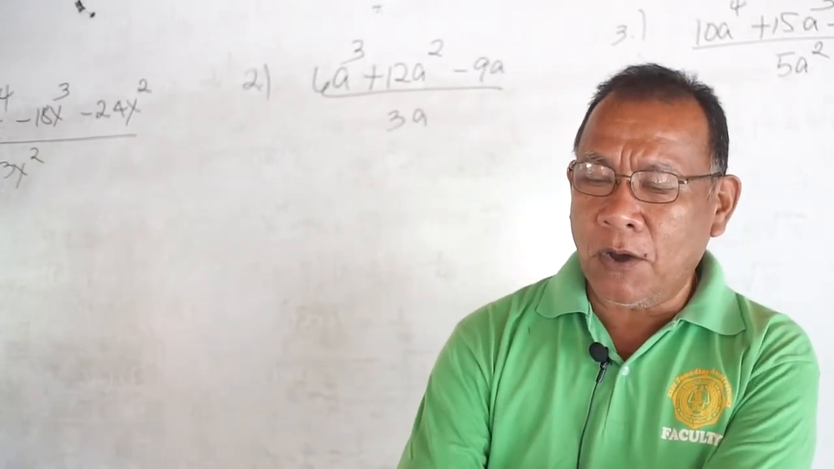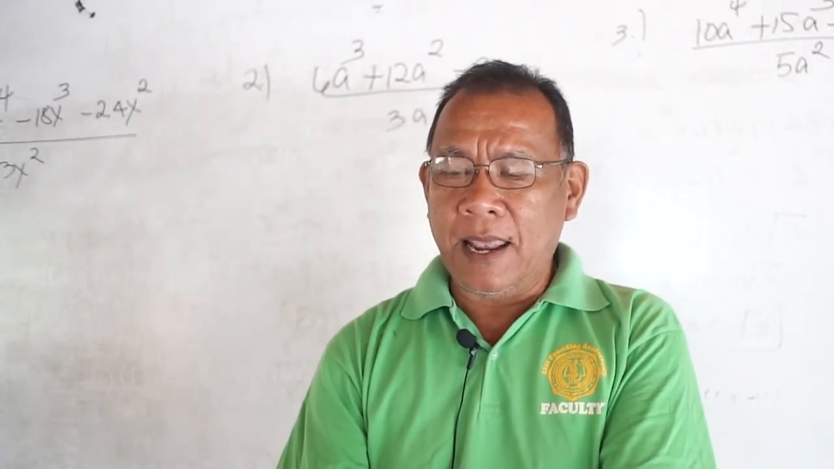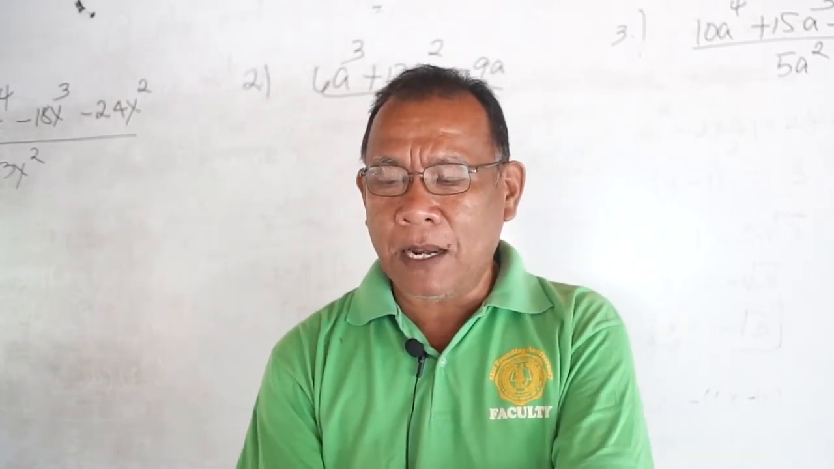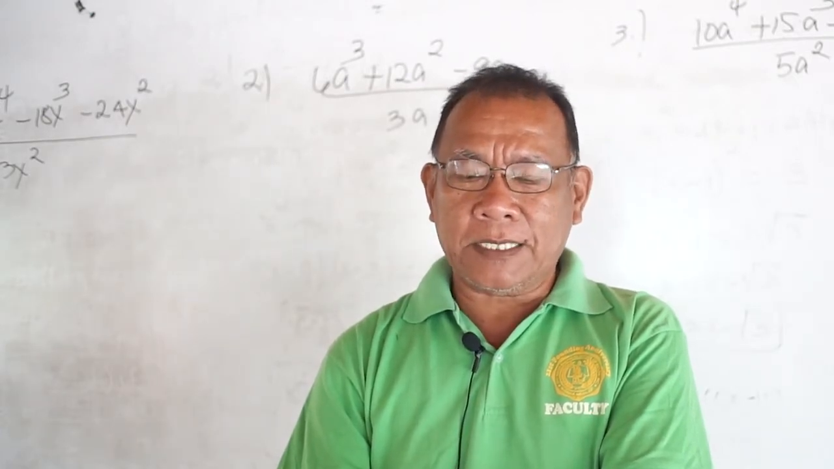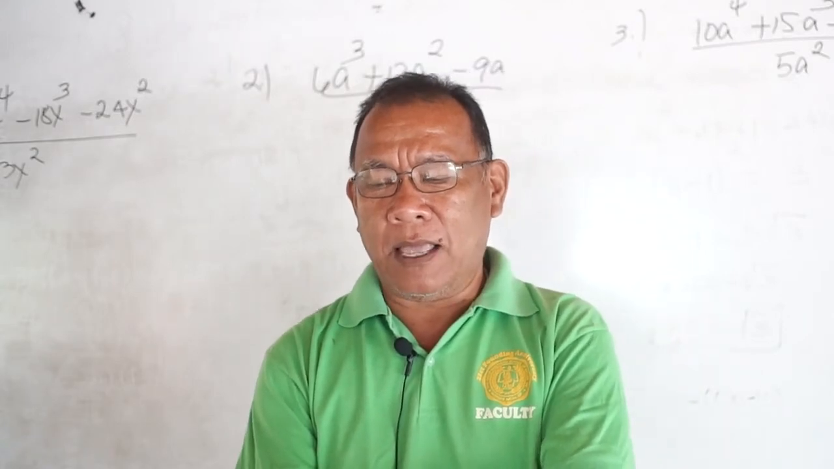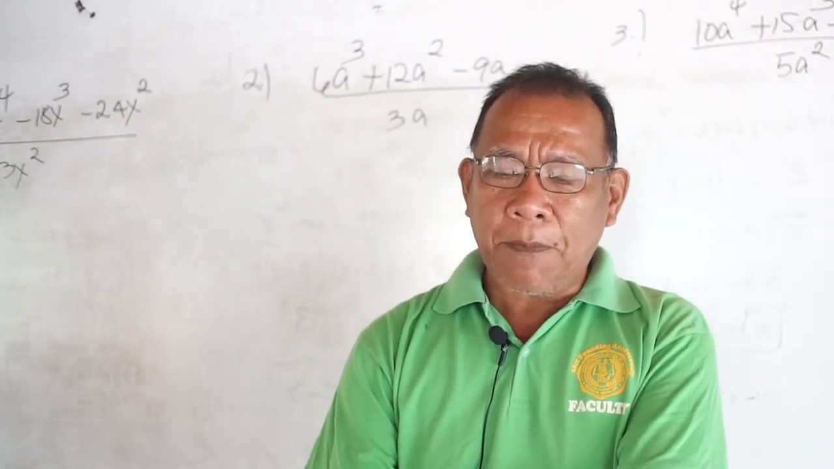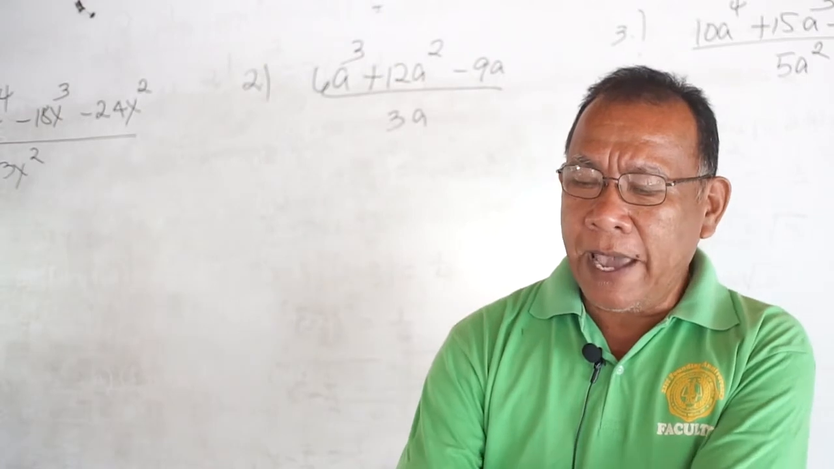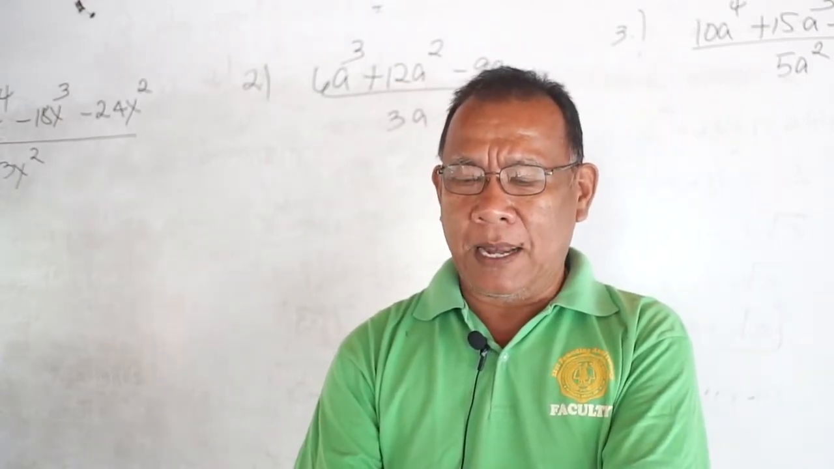The terms of a polynomial may be written in any order. However, we often follow the convention of writing the terms in decreasing powers of the variable x. Our first topic for this week, dividing polynomials by a monomial.